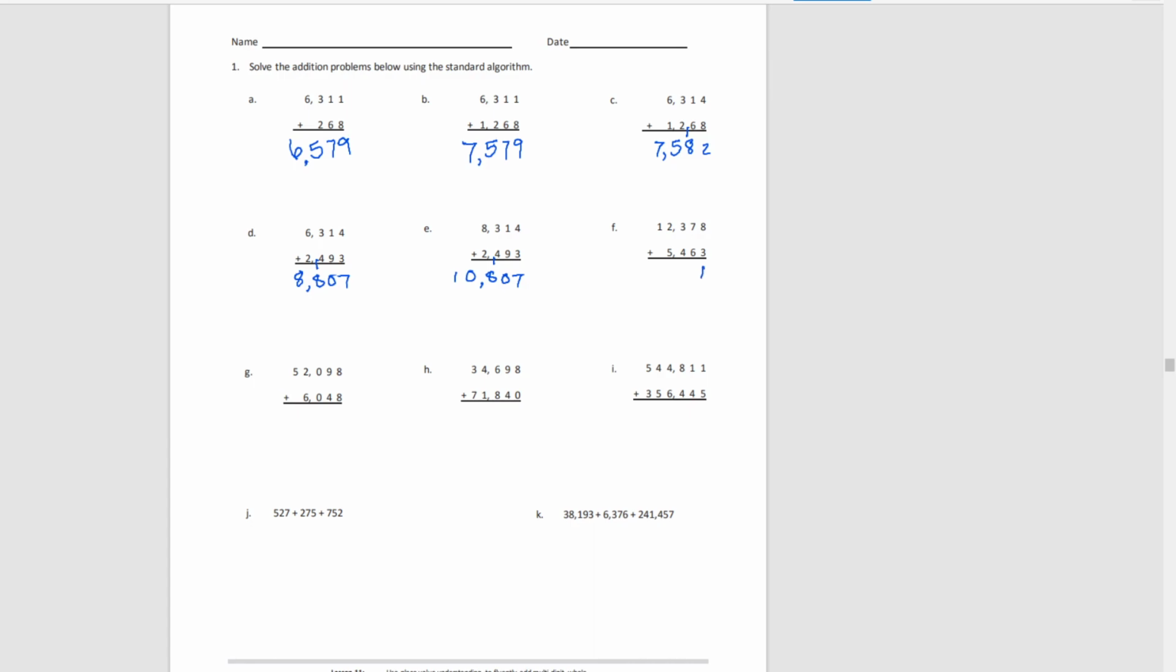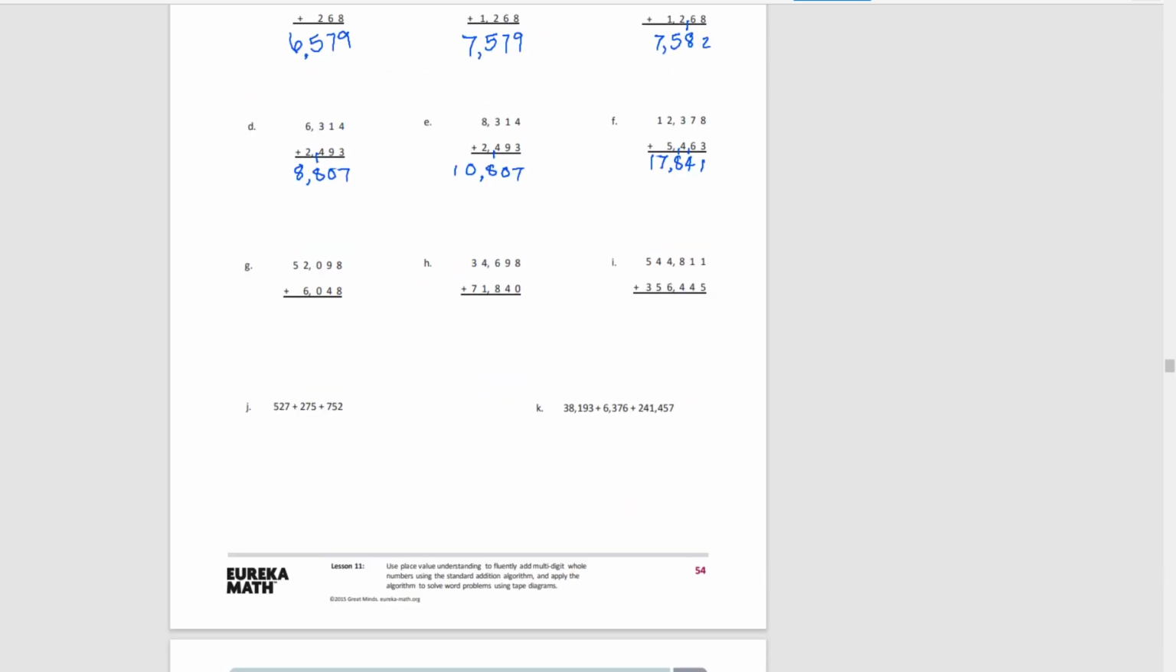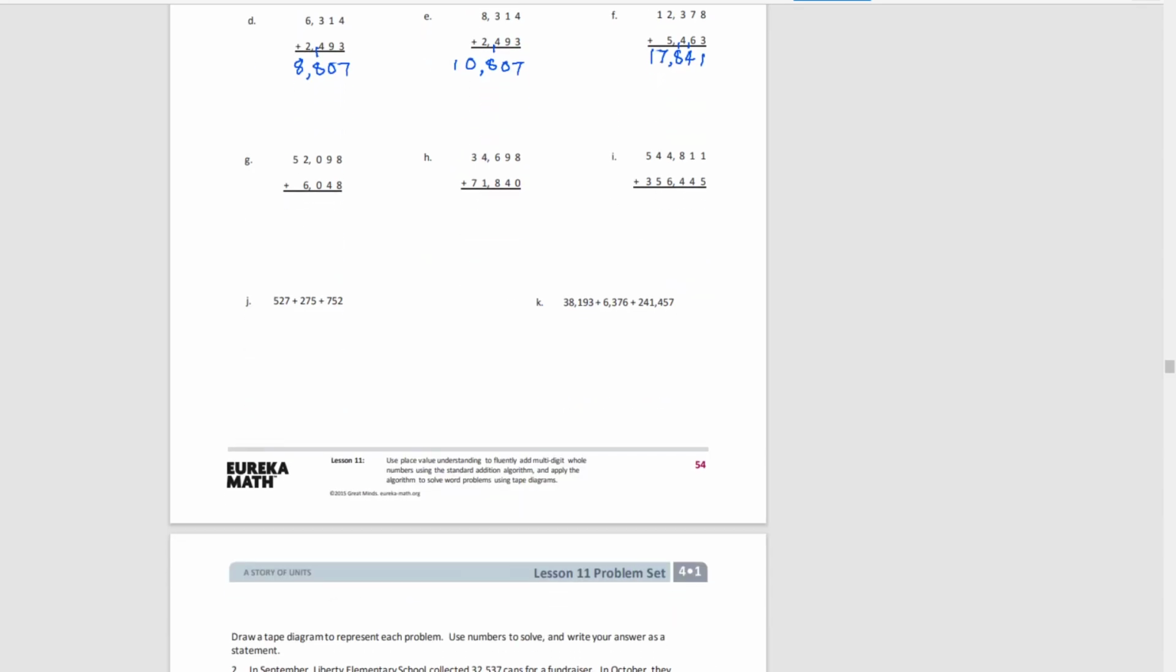For F, we have 11 ones, 14 tens, 800s, 7,000s, and 1 10,000. Pause the video and try G. For G, we have 16 ones, 14 tens, 100, 8,000s, and 5 10,000s. Pause the video and try H.